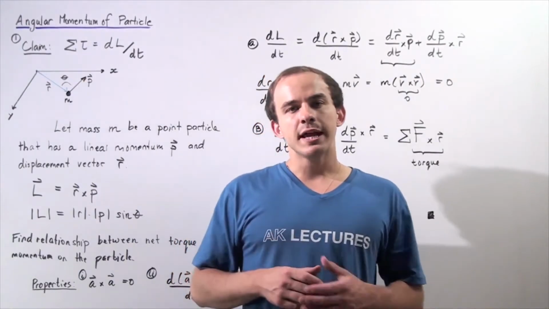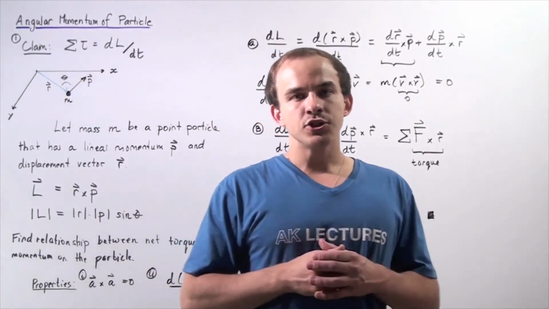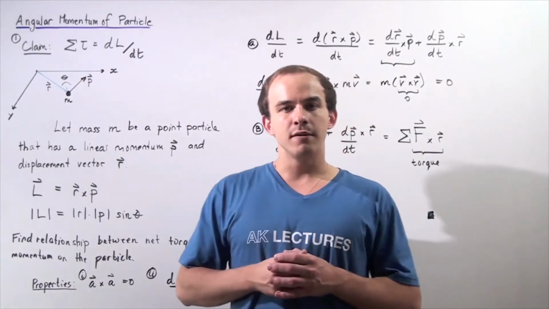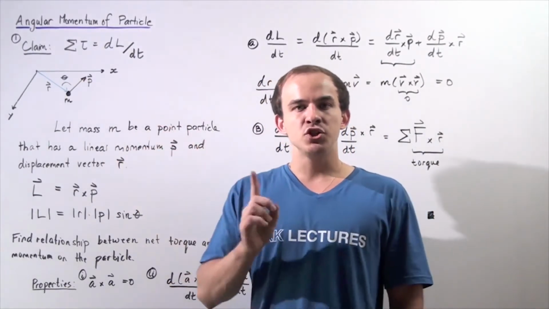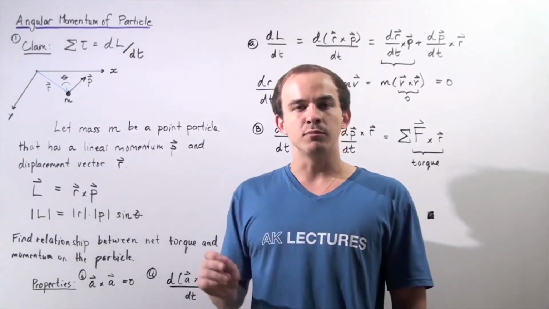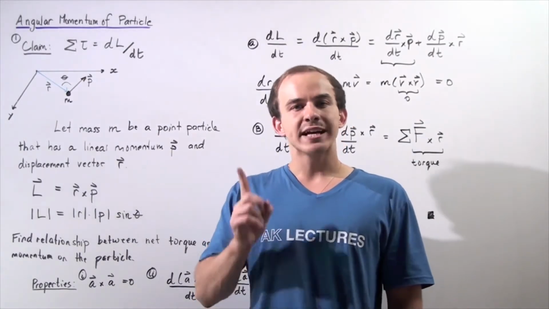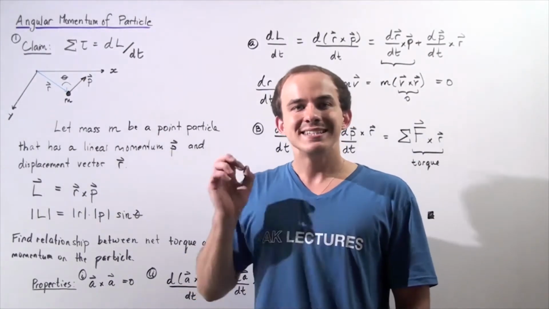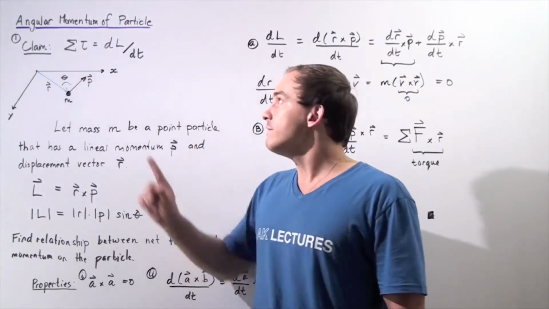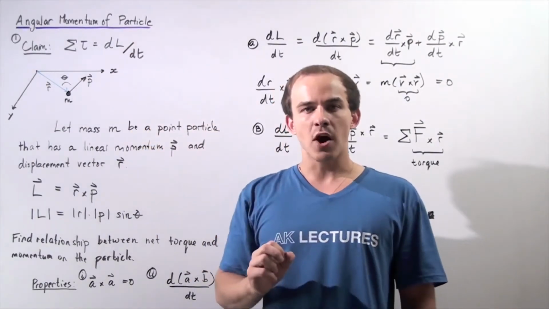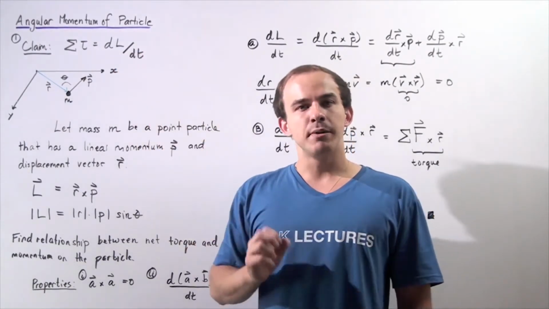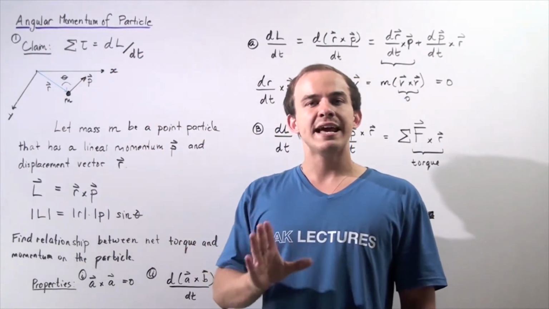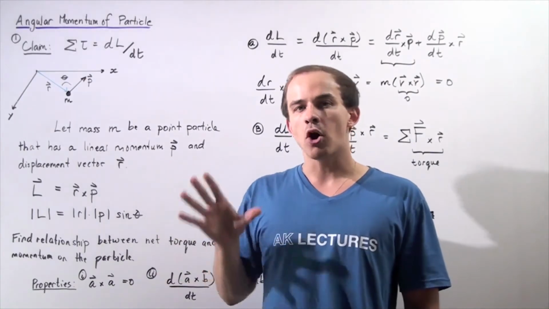In an earlier lecture, we began our discussion on angular momentum of our object, and we gave the following relationship between the net torque and the angular momentum. The net torque acting on the object is equal to the derivative of the angular momentum function with respect to time. So dL divided by dt is equal to the net torque acting on that point particle.